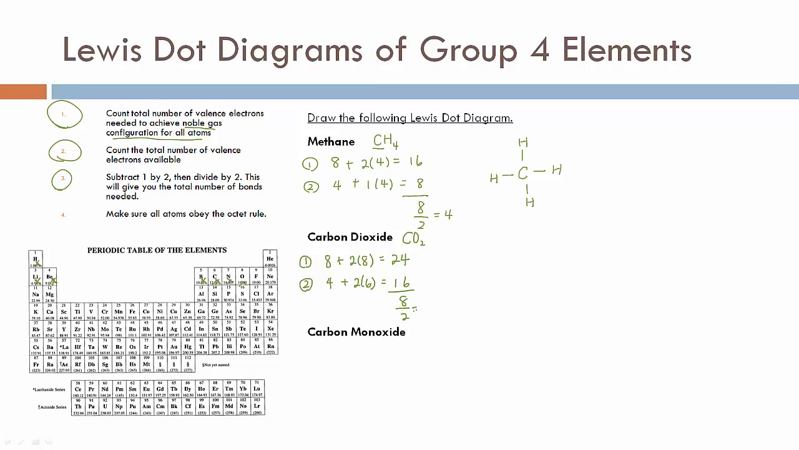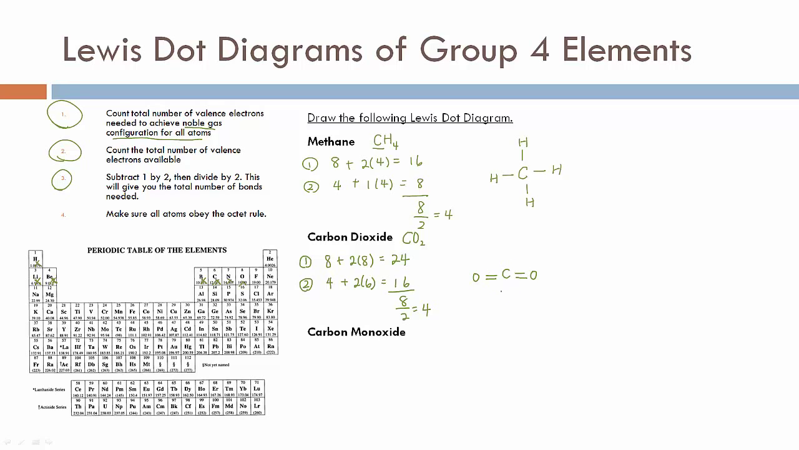Subtract 16 from 24 to get 8. Divide 8 by 2, you get 4. So there need to be 4 bonds to connect all the atoms of carbon dioxide together. Carbon is written centrally, connected to 2 oxygens. We used up 2 bonds so far. We have 2 more. So we're going to distribute those 2 remaining bonds equally.